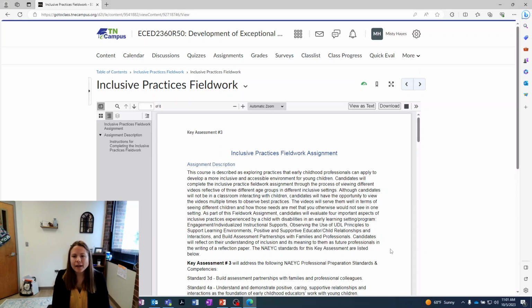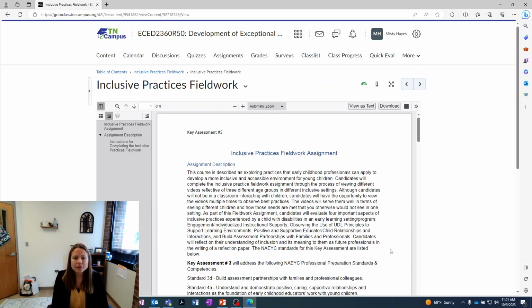So you're going to evaluate the four important aspects in an early childhood setting when you're working with students with disabilities. You're going to be looking at the engagement of the individualized instructional supports for that child. You're going to be looking at observing the UDL principles. Now, UDL stands for Universal Design for Learning, which is what you're going to be learning about in this course. So is it encompassing that?